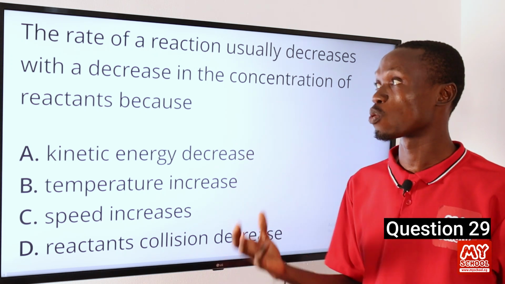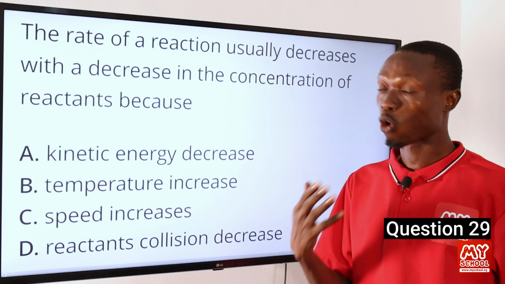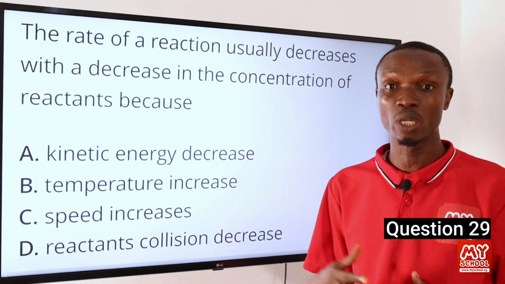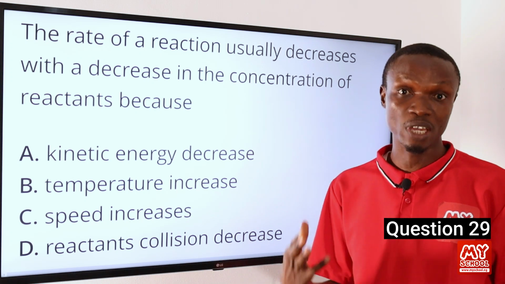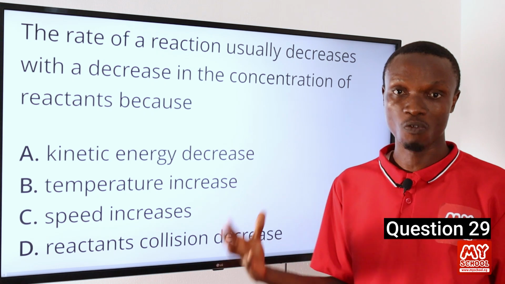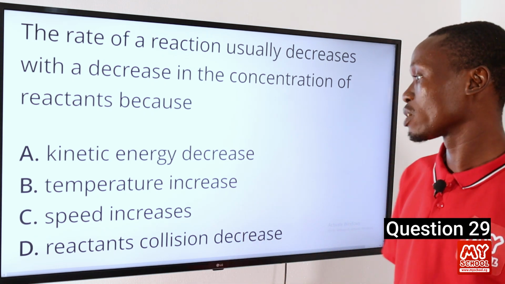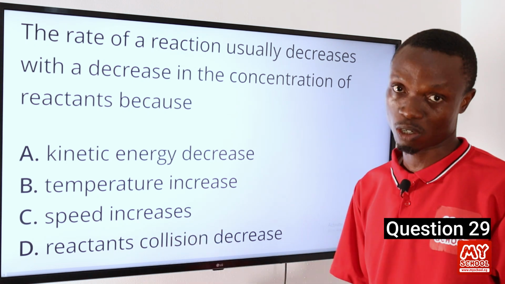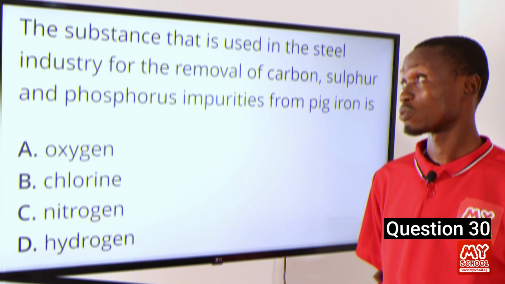But in this question, we're actually decreasing the concentration of the reactant. So that means we're also decreasing the number of molecules that will acquire effective collision. So this will in turn reduce the rate of the reaction. So that makes option D the correct answer to this question. Reactant collision decreases.